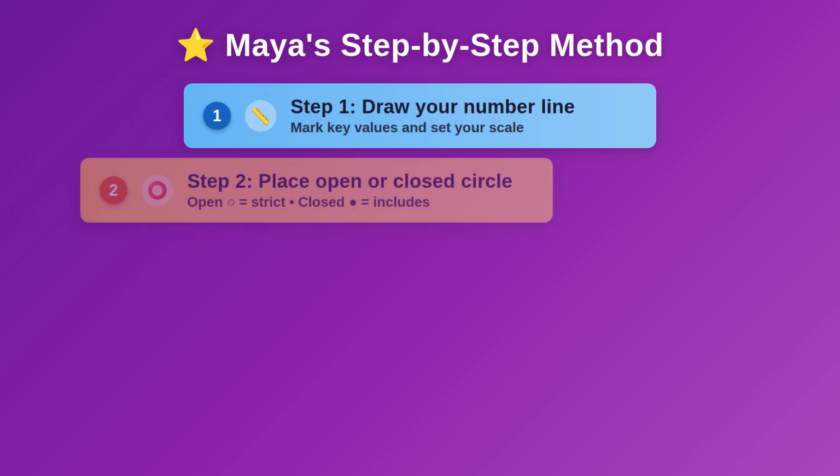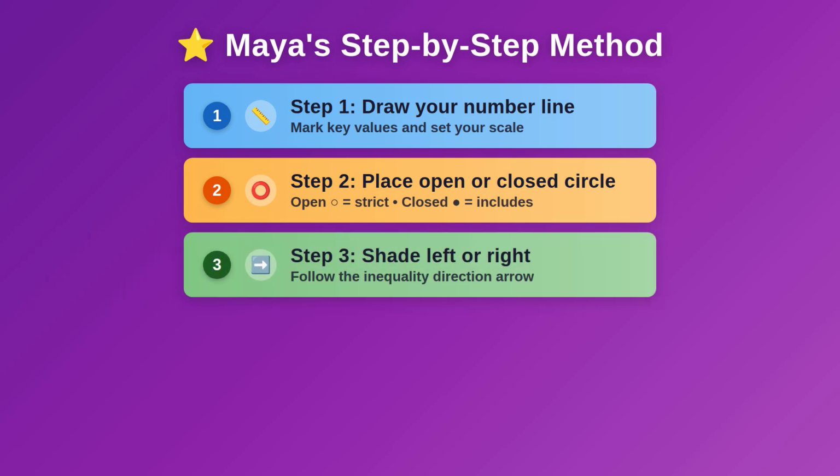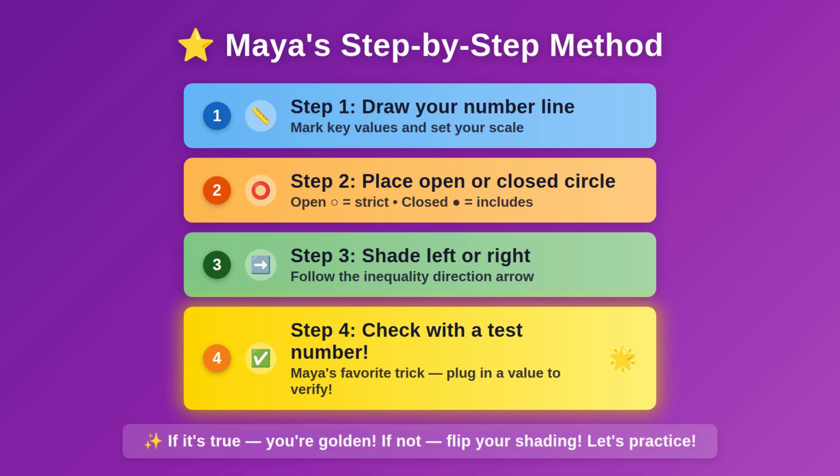Maya came up with a 4-step method that she uses every single time. Step 1, draw your number line. Step 2, place your circle, open or closed. Step 3, shade in the correct direction. Step 4, and this is Maya's favorite trick, pick a test number from your shaded region and plug it back into the inequality to check your work. If it's true, you're golden. If not, flip your shading. This 4-step method makes every problem feel manageable.